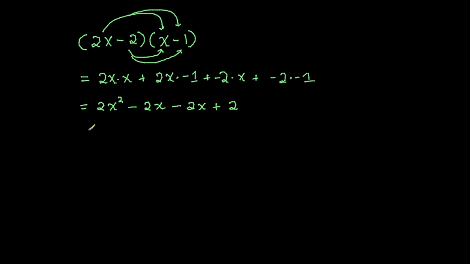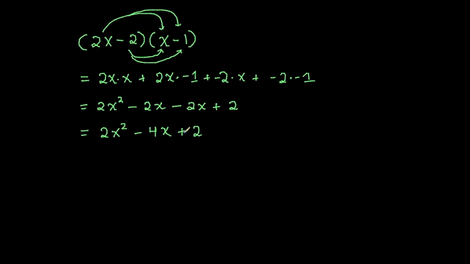Now there's something to simplify here, so we're just going to simplify it. This is equal to 2x squared minus 2x minus 2x minus 2 of something. So you take away 2 of something, and then you again take away 2 of that same thing. So in total, you take away 4 of that thing. And then plus 2.